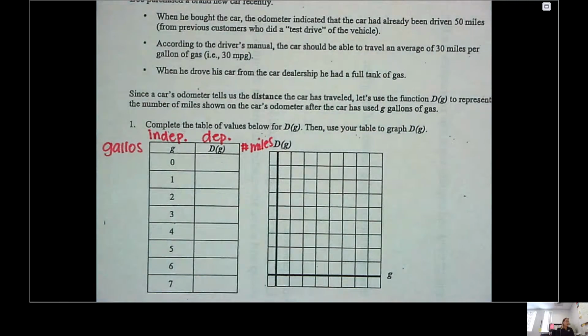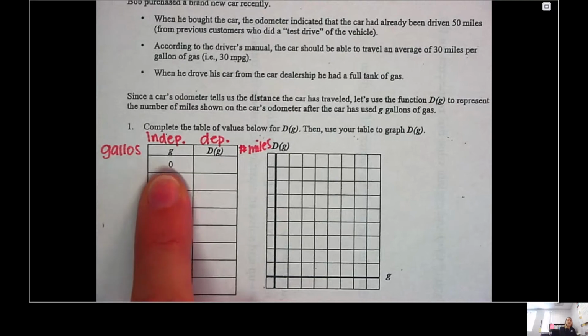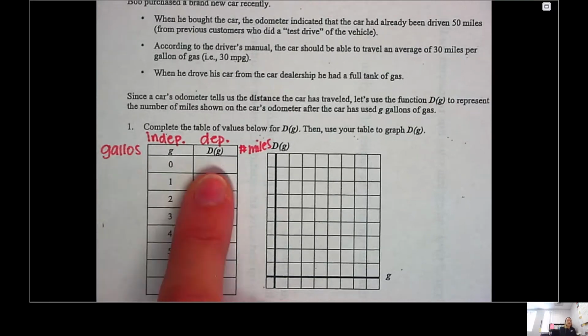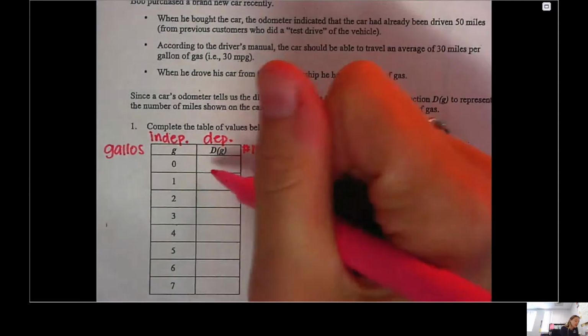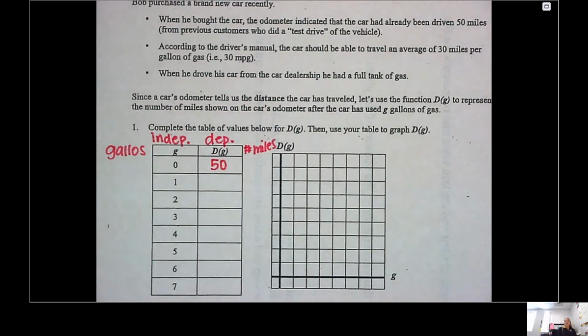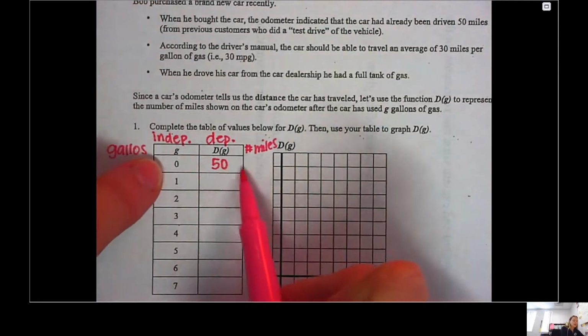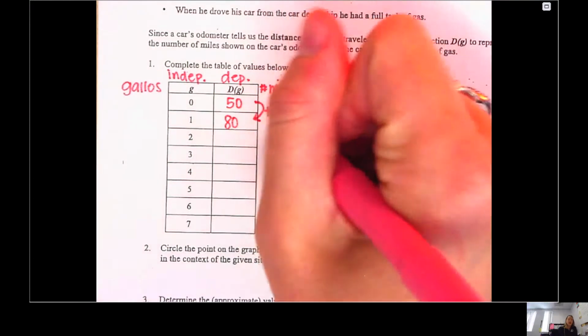gas. Now, 0 is essentially your starting place, right, at the very beginning. So when he first got the car, how many miles were on his odometer? Yes, there were 50 miles, even though he hadn't put any gas into his car. Now, if I put in 1 gallon of gas, how far are you supposed to be able to drive? 30 miles. Okay. So if he already went 50, he puts 1 gallon of gas in, how many miles should he go?